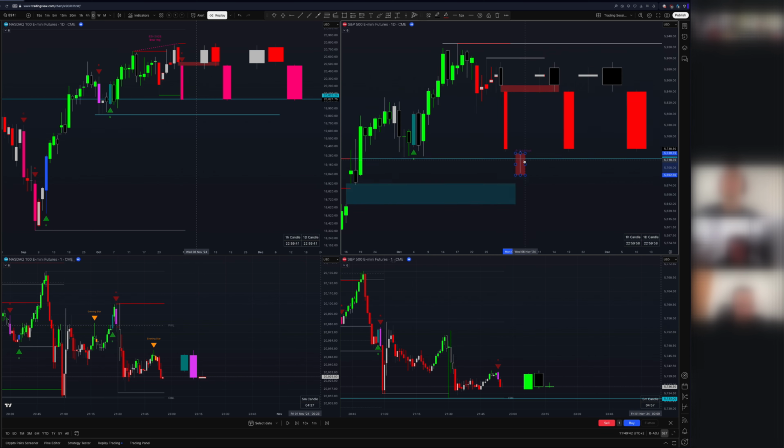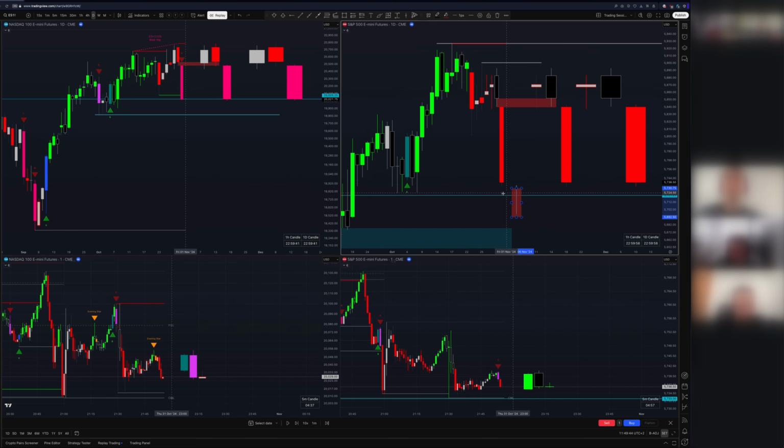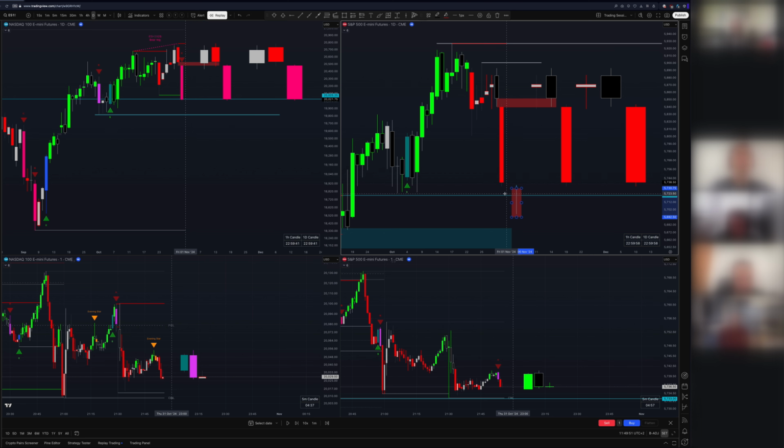Yes. So it all depends. It all comes down to this level here, what ES will do here. I don't think that we will go higher before that, before sweeping the lows.